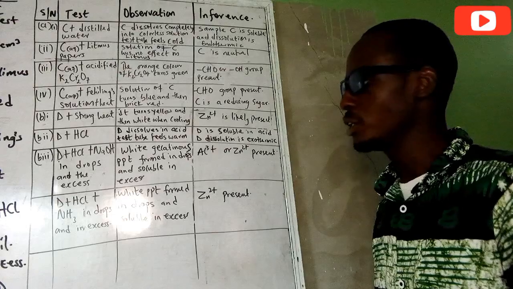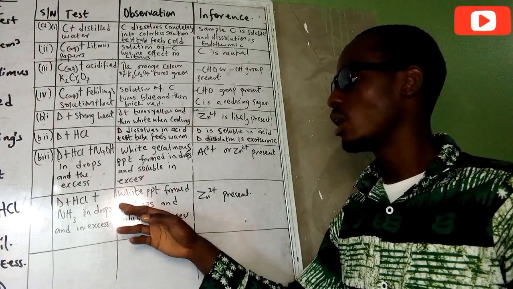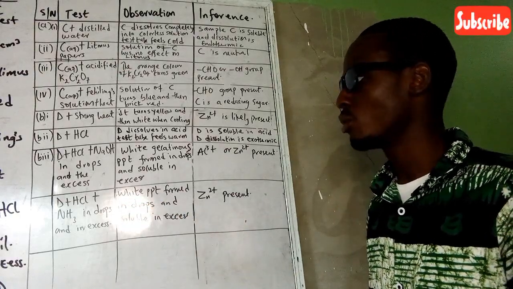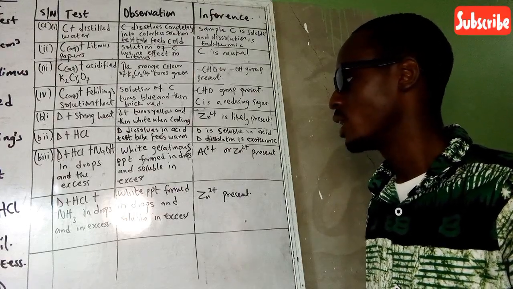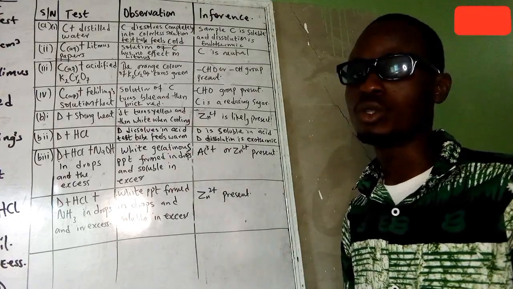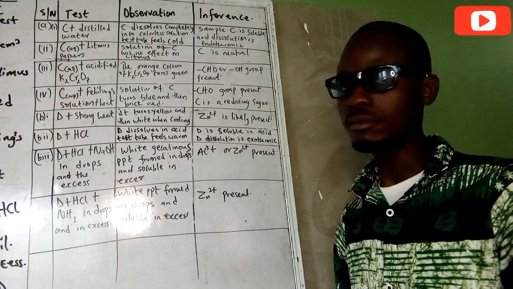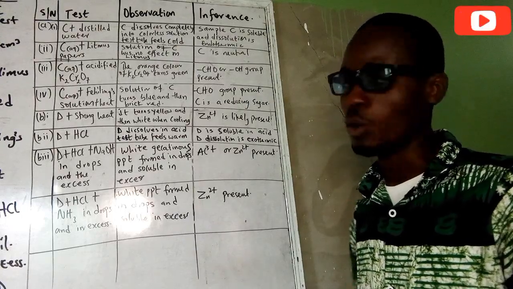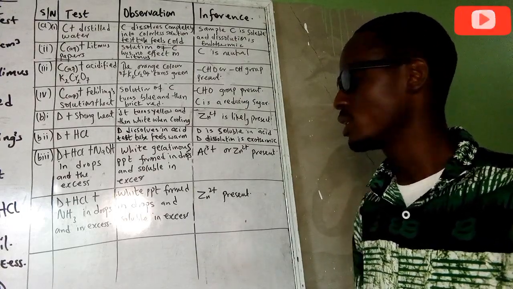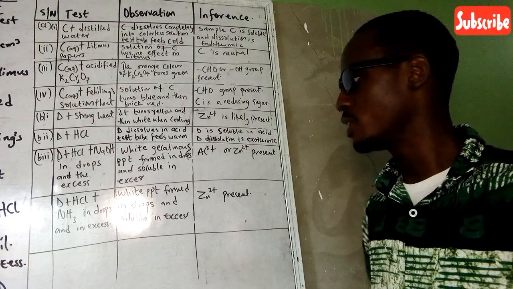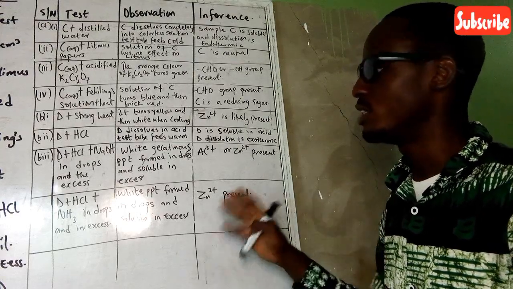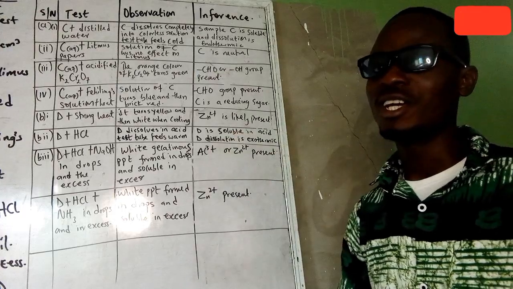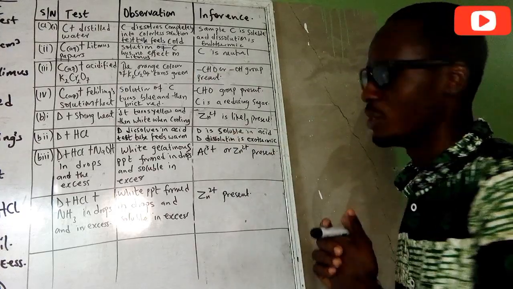But on addition of ammonia to another portion of D and HCl, we discover that the same thing which happens with sodium hydroxide also takes place with ammonia. In drops there is a white gelatinous precipitate and it's soluble when we add it in excess. So that has confirmed the presence of zinc. So D is a zinc salt, while C is a reducing sugar.